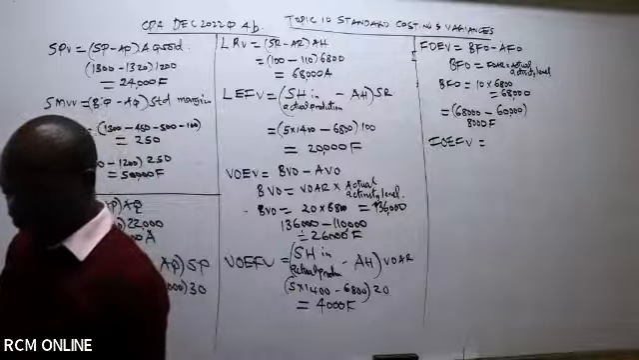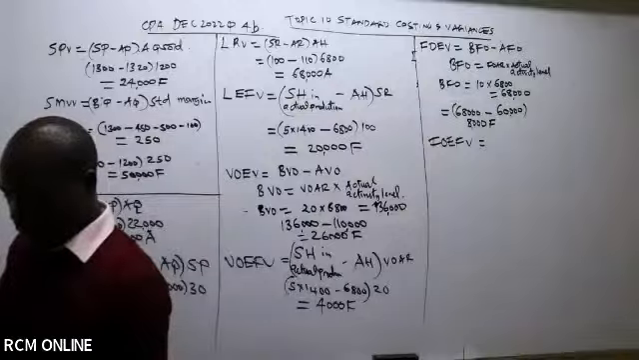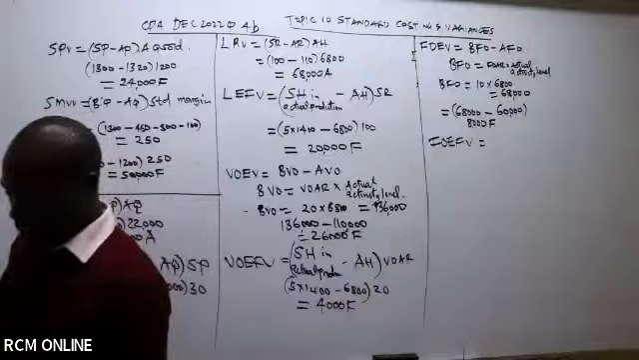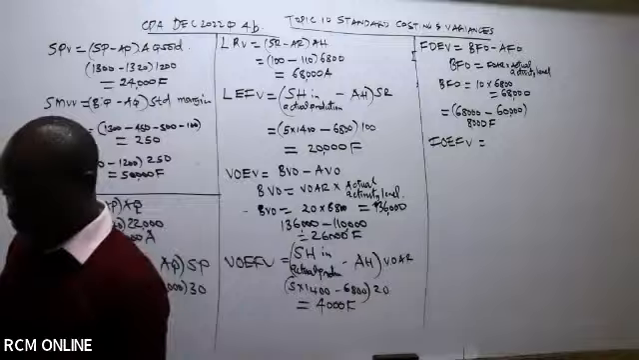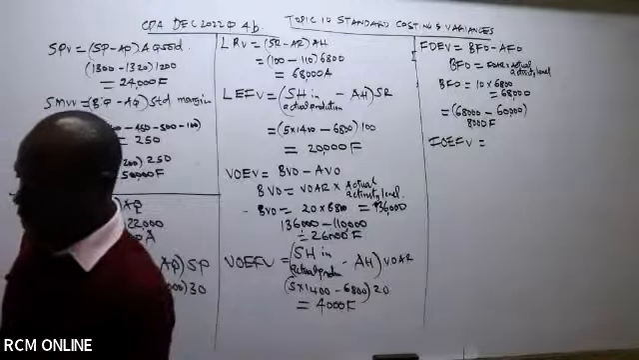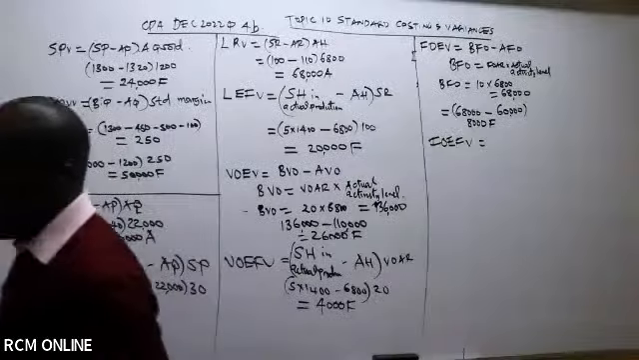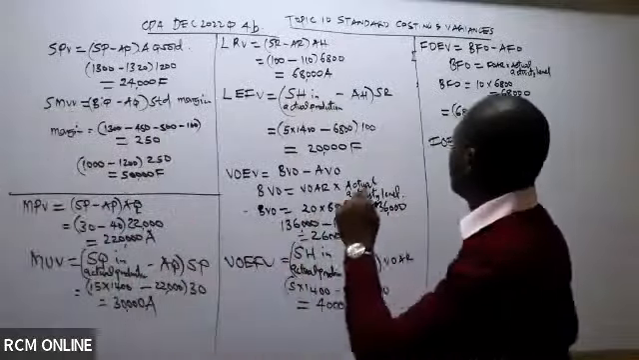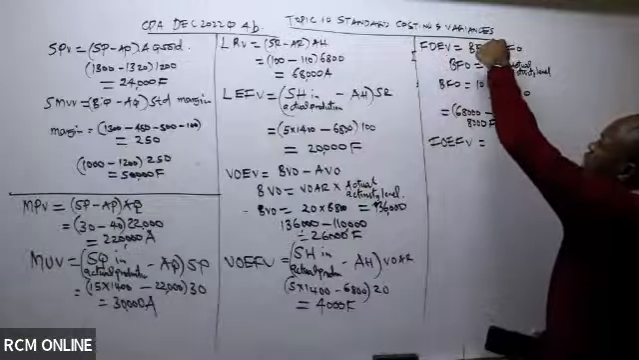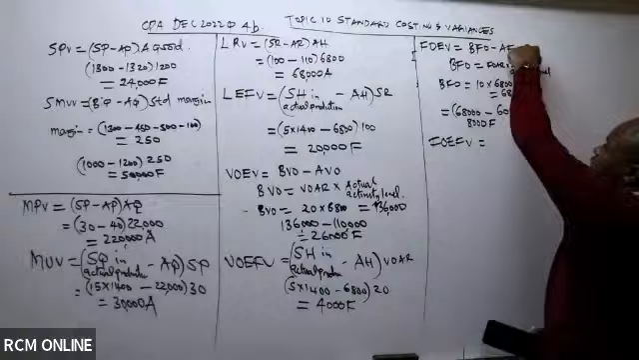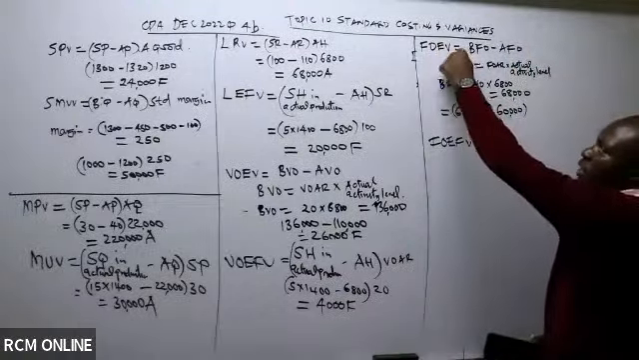Great. Any other different answer? Someone with a different opinion? So budgeted fixed overheads minus actual fixed overheads. That one we have used here. Budgeted fixed overheads minus actual fixed overheads. We are doing what we call fixed overhead expenditure variance.